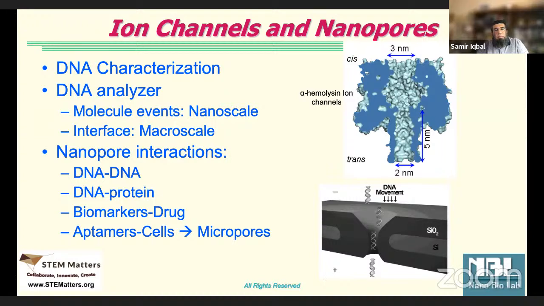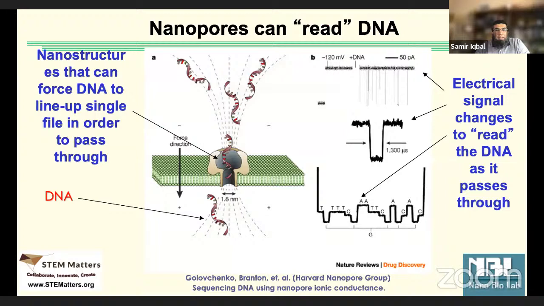So they exist. There were reports about, I think, 20 years ago, where they isolated ion channels and suspended them into a lipid bilayer, just like the cell wall. And they were able to use these ion channels to detect single DNA molecule passage. And this is one of the early reports from Harvard.